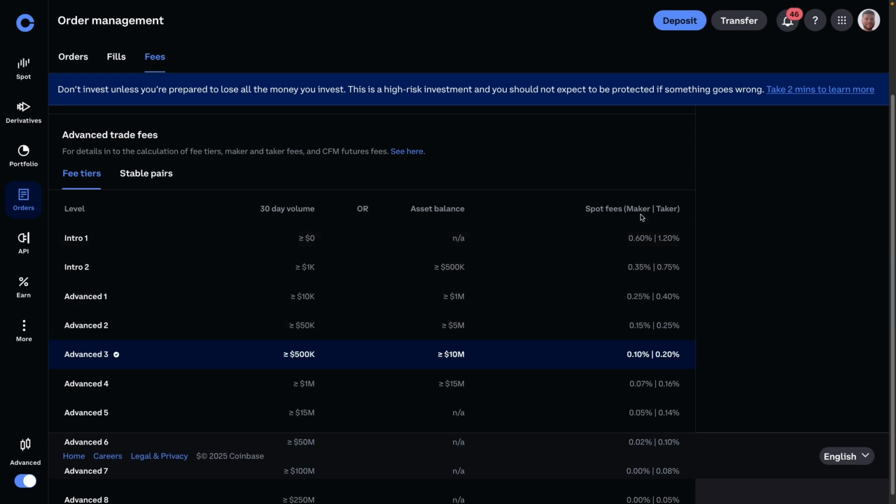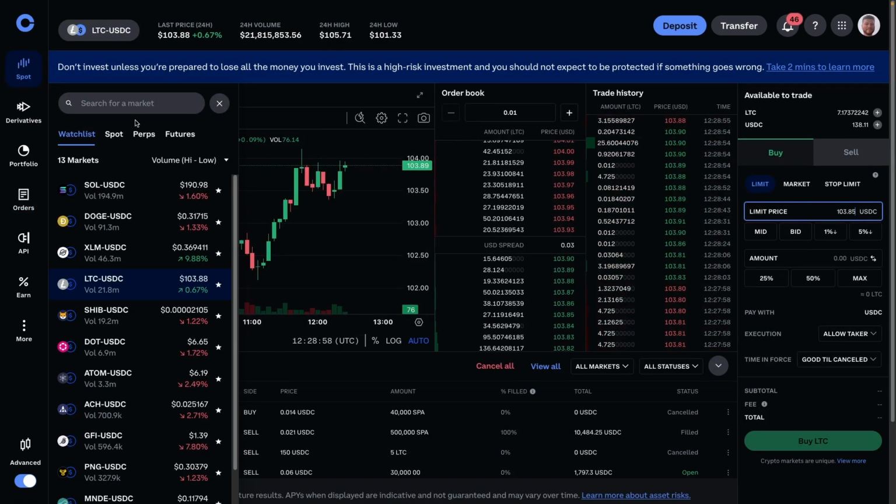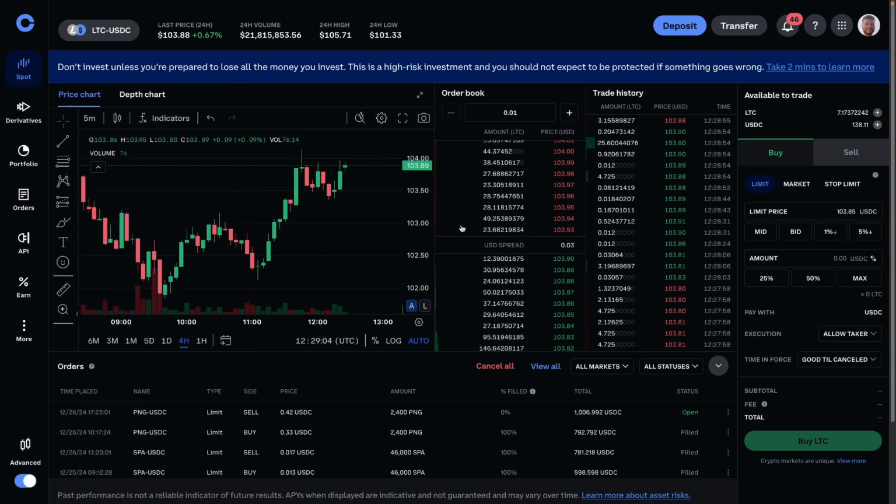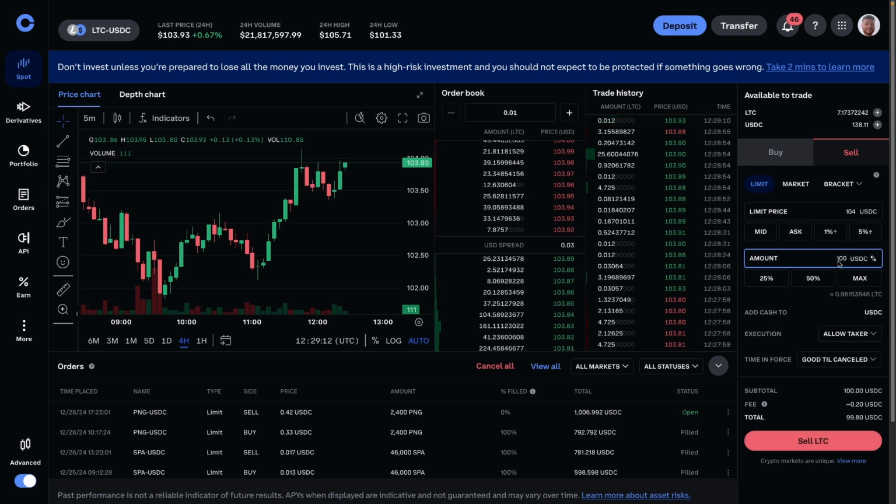And you've got maker and taker. Maker is basically the post-only option, and taker is the allow taker option. So to demonstrate this, let's go to spot trading and then go on to the Litecoin section. And let's just do an example sell. I'm going to sell $100 worth. And you can see here, I have allow taker.